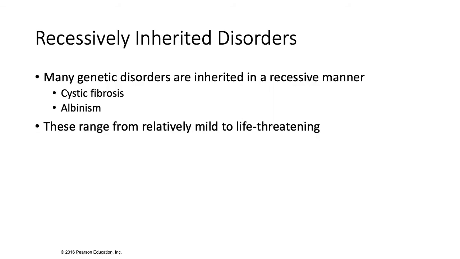Now that we've looked at how pedigrees are used to keep track of inherited traits in families, let's talk about some examples of inherited human conditions.